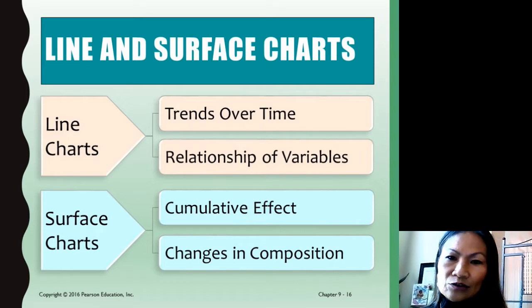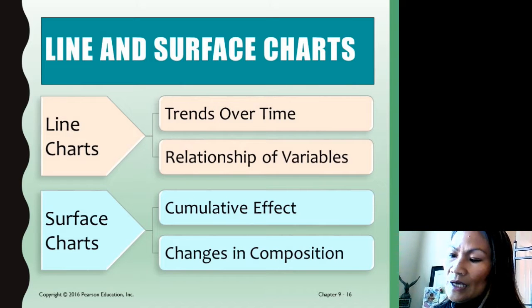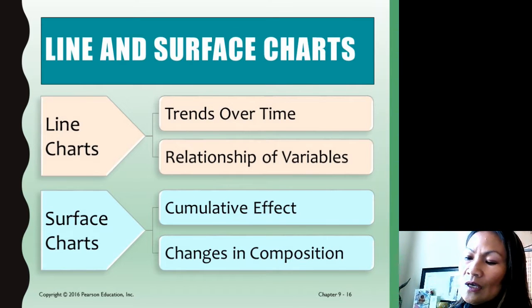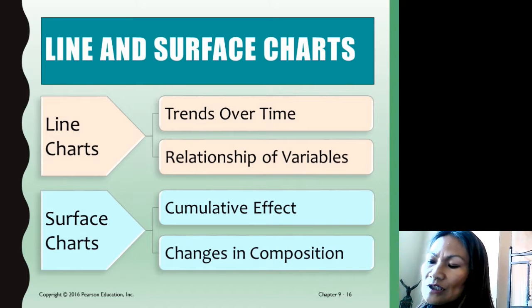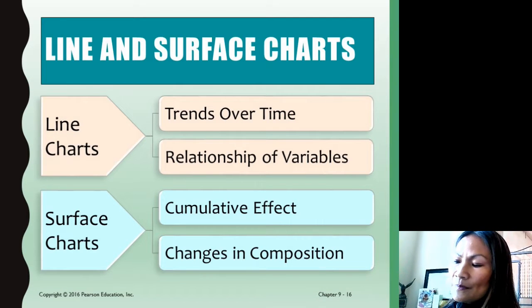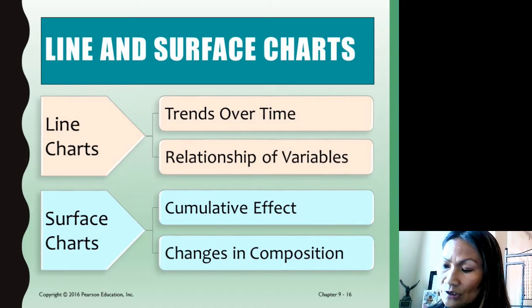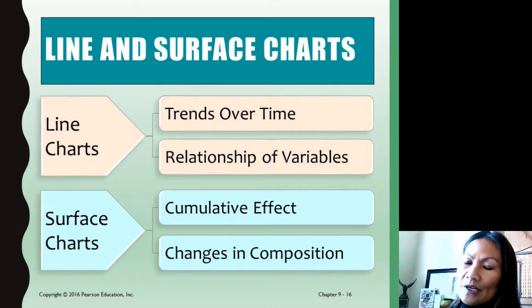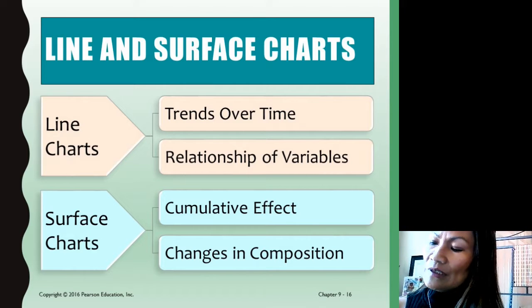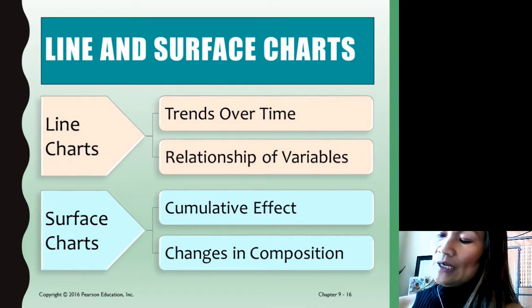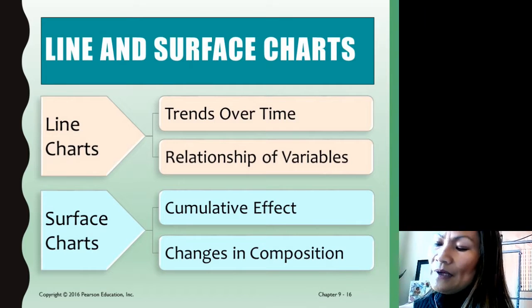Line and surface charts. Line charts are commonly used to show trends over time or the relationship of two or more variables. A surface chart is also called an area chart. It's a form of line chart with a cumulative effect. All of the lines add up to the top line, which represents the total.